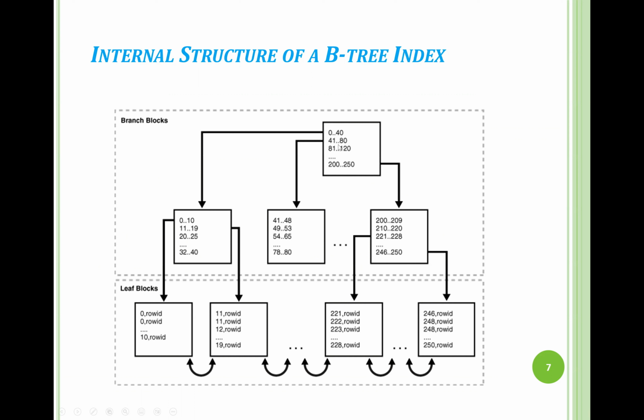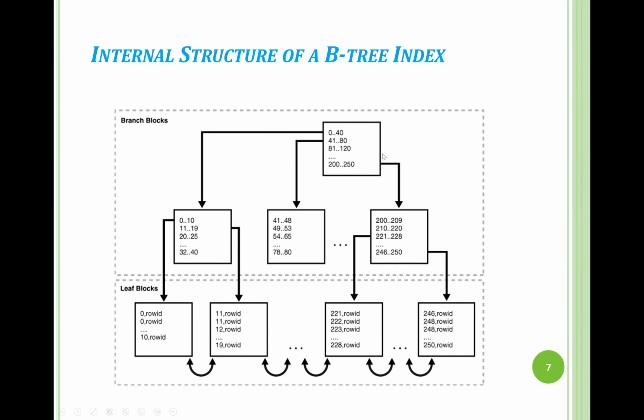So that means it is taking some 50 records, 40 records, all this splitting. Again, it is splitting this 0 to 10, and then 11 to 19, 20 to 25. Like this, it will split up all the records. So 0 row ID, 1 row ID, 10 row ID, it will be stored here. Row ID will be stored.